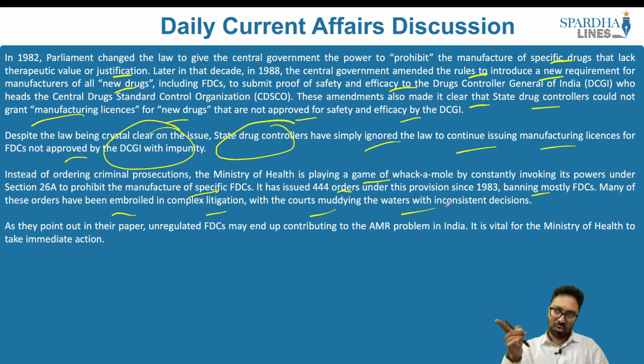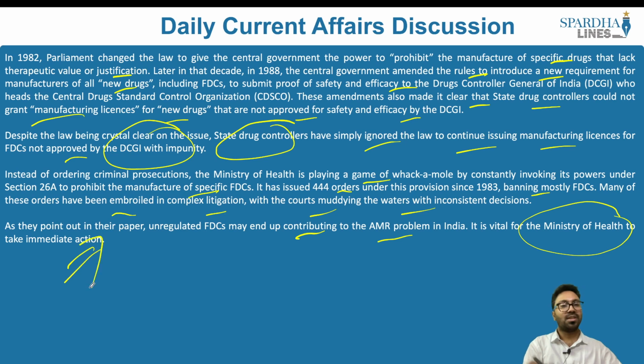One order, when it goes to a court of law in a particular state, the interpretation may be different. It goes to another court in a different state, the order and the directions issued by the court will also be different. So there is no homogeneous law, and there are different interpretations given by the courts, and this is ultimately leading to a loss for the country. Why? Because there is no single regulation mechanism, and as a result, unregulated FDCs may contribute to the antimicrobial resistance problem in India. So it is vital for the Ministry of Health to take immediate action, says this article.